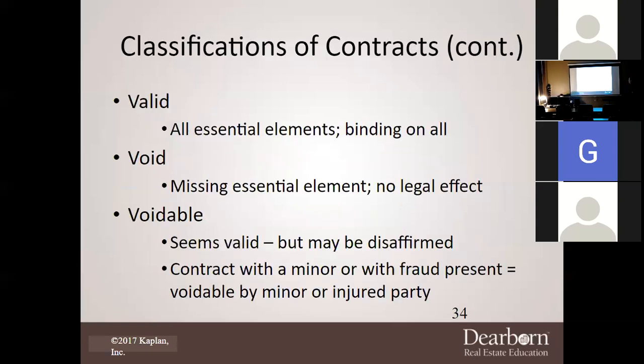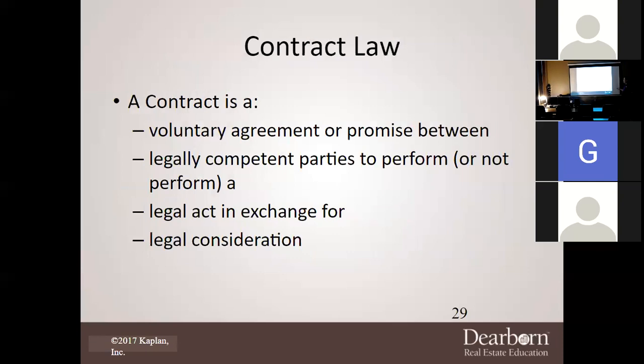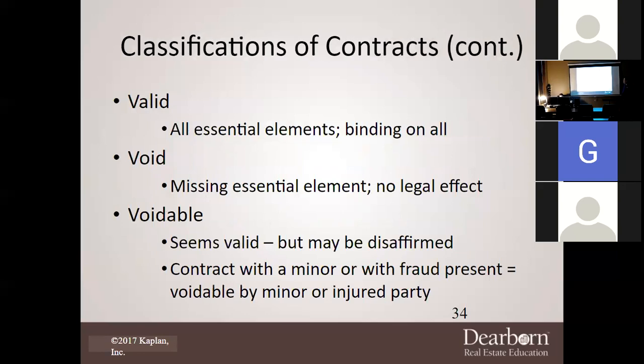So now we're gonna go back and talk about how we classify contracts. And this is what gets a lot of people, okay? And I want y'all to listen along with me. A valid contract is one that has all of these elements. So a valid contract has every single one of those, right? A void contract is missing just one of them. Just one means that it is void on its face and ain't worth nothing, okay?